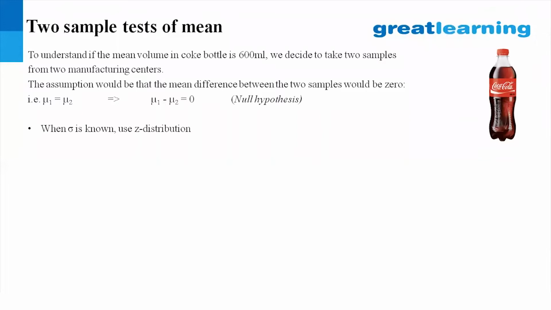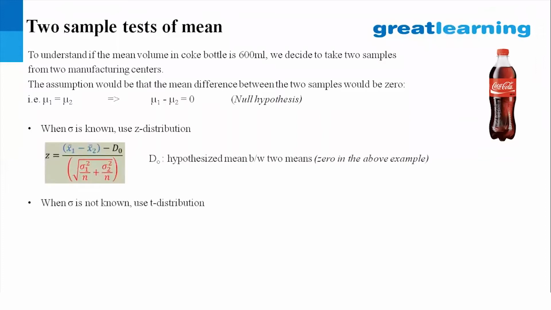So in this case, again, when you have two samples, if the population means are known to us, we use the z distribution. If the population means are not known to us, we use the t distribution. The formulas remain the same, just that the symbols will change. Sigma is the population standard deviation, s is the sample standard deviation. So the formulas will remain the same, just that the representation will change depending on whether the population standard deviation is known to us or not.